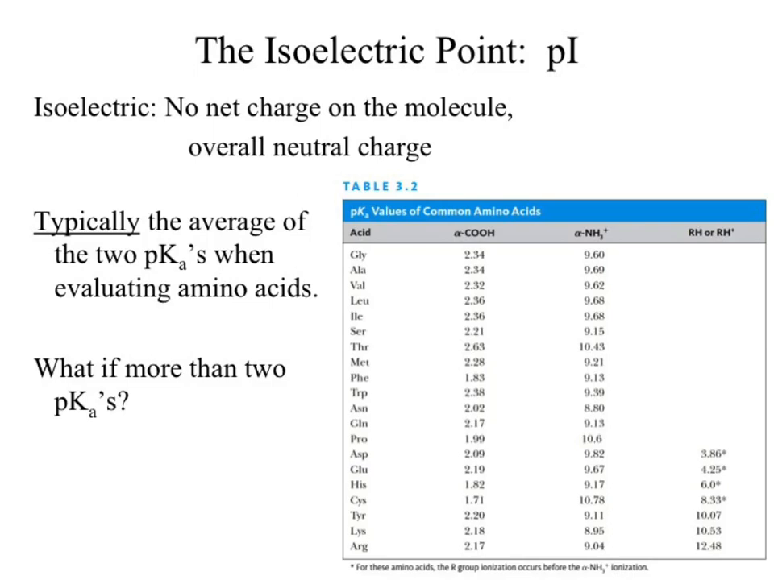If you have more than two pKa's, this becomes trickier. You're going to have to look at the individual charge states, and that depends on the reactivity of each of those amino acids. Are they acidic amino acids? Are they basic amino acids? So you have to have some structural information to do that interpretation. Questions about that?